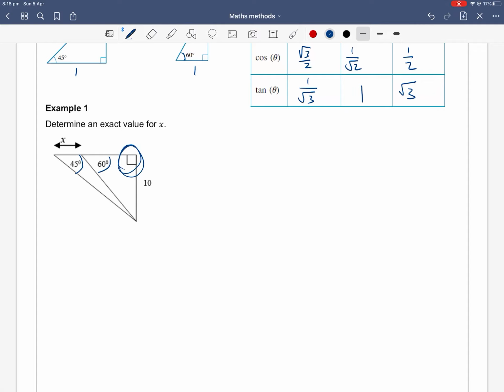Pythagoras won't help us because we don't know enough side length information. We only know one side, which is useless for us for Pythag. So all we need to use is SOHCAHTOA. So let's identify our sides. If you look at the 60 degrees, 10 is the opposite side. The trick here is if we can figure out this side here, which we can call side A, and if we can figure out also this longer side of the triangle, let's call that B, then x is just B minus A.